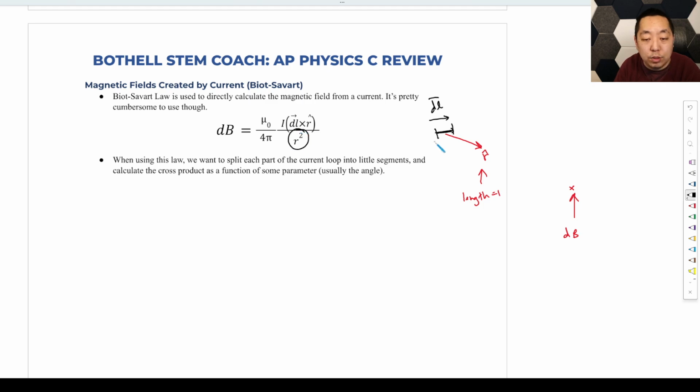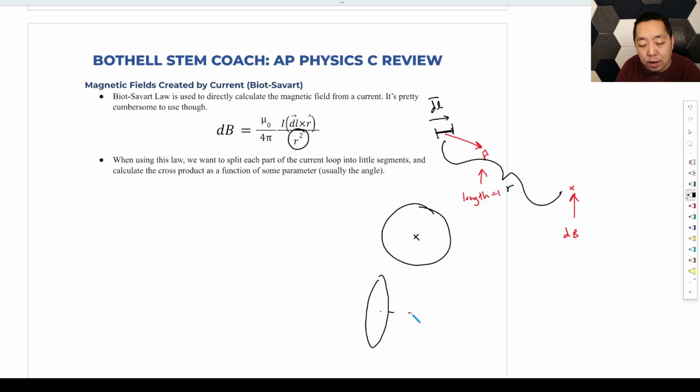R is the actual distance from that point. So this distance here is actually r. R hat is unit length though, so keep in mind that when you do the cross product, you do need to make sure of that. Now, in AP Physics C, you're mostly going to have very, very simple ones. That is loops and calculating the magnetic field here, or maybe a loop of wire and it's off axis. You're not going to have to do anything super complicated, but you may have a loop of wire like this.